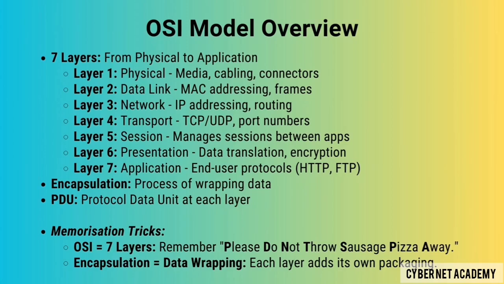To remember the layers, use the phrase, "Please do not throw sausage pizza away." The first letter of each word corresponds to a layer, bottom to top. Think of encapsulation as wrapping a gift, and decapsulation as unwrapping it. The lower layers, 1 to 4, deal with data movement, while upper layers, 5 to 7, focus on data processing. The OSI model is crucial for understanding network operations, protocols, and troubleshooting issues at different levels of network communication.